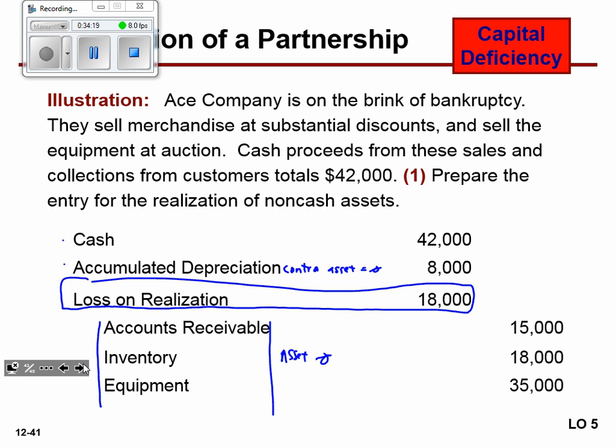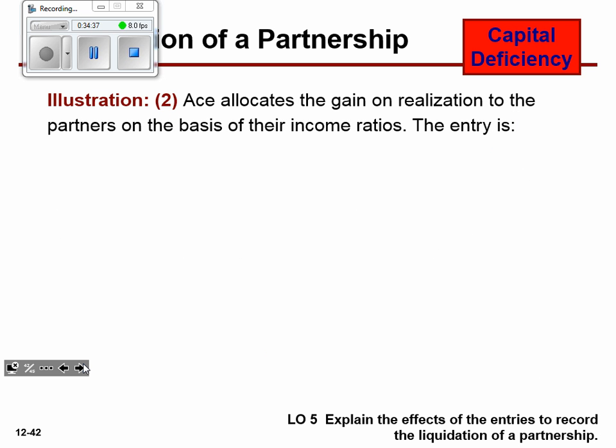Do you see a loss on the realization instead? And remember, a loss is a credit. From there, they have to allocate, this should say loss, of the realization based on their income ratios, which remember was a 3 to 2 to 1 over 6.